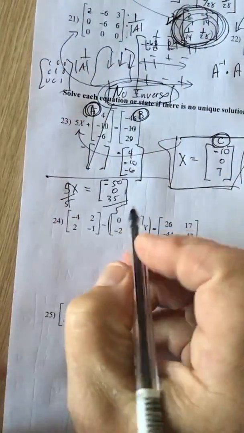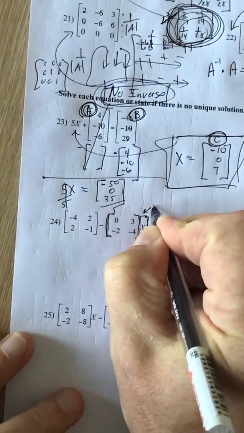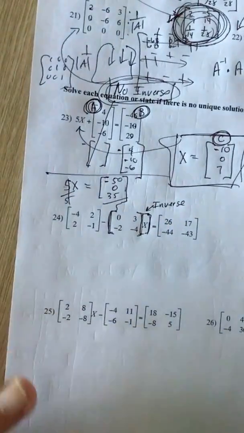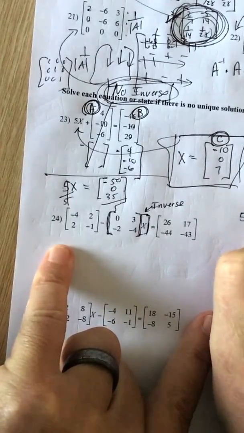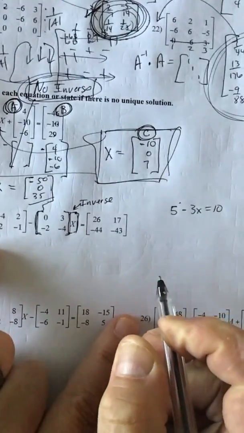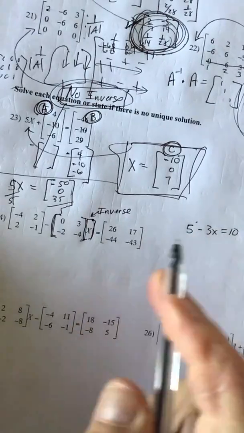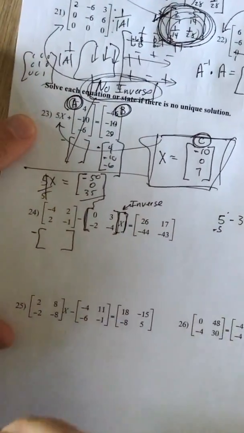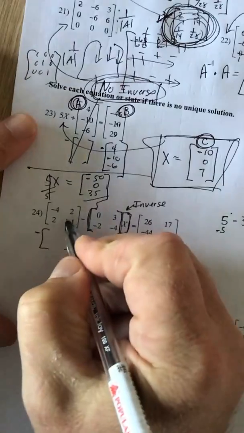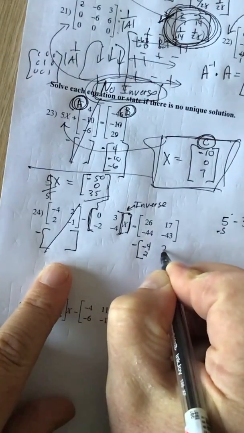Okay, so let's do that with 24. Now I've got a matrix times another matrix. I'm going to have to do an inverse on this one when I get to it. It's kind of like I've got a 5 minus 3x equals 10. So it's kind of like this is a number minus another number times a variable equals something else. So we would subtract the 5 first. Well, that's what I'm going to do over here. I'm going to subtract this matrix first. I'm doing the additive inverse. So that means I'm going to subtract it over here. So subtract negative 4, 2, 2, negative 1.